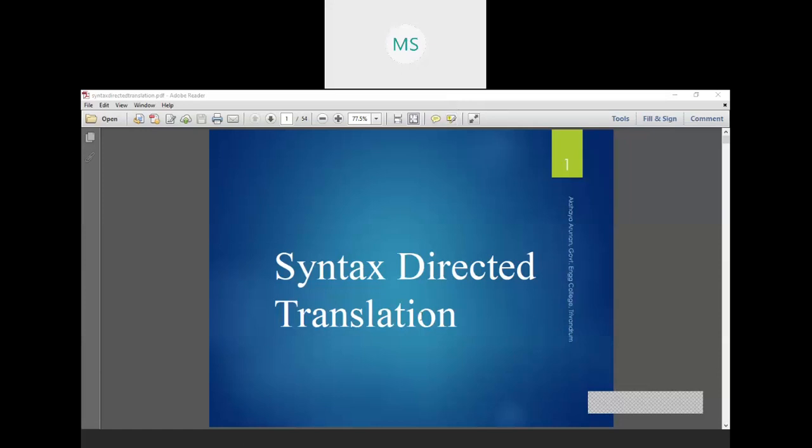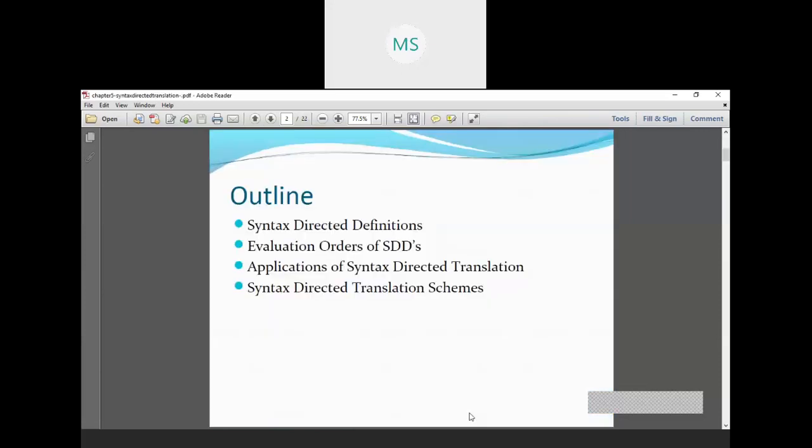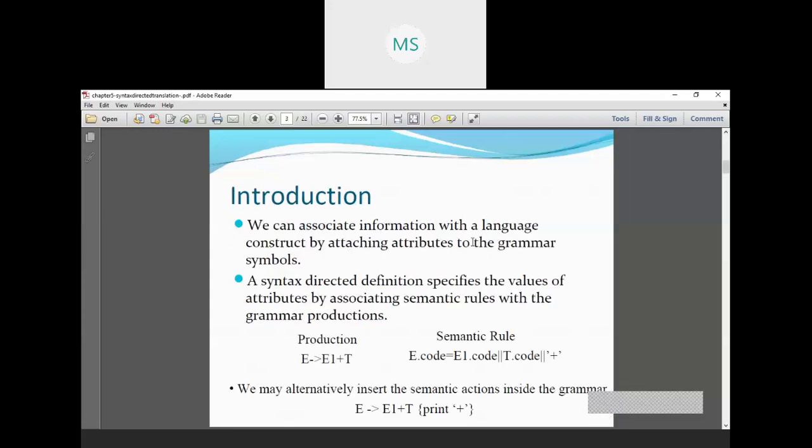Now we should learn how to write the annotated tree, how to write the different forms of syntax tree, and the applications of syntax directed translation. Overall, in this chapter we have to study these topics: syntax directed definition, evaluation order of SDD, applications of syntax directed translation, and syntax directed translation schemes. These four topics you have to learn in this chapter.